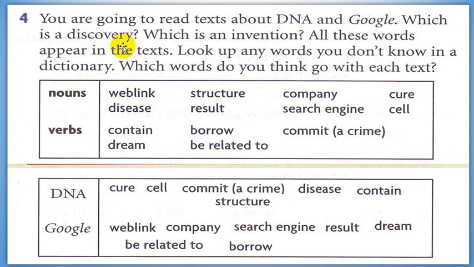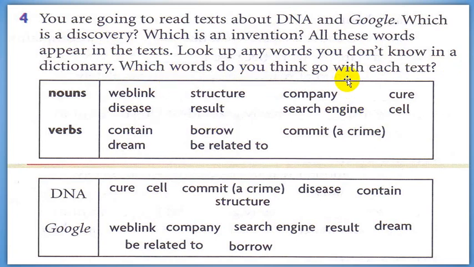Which is a discovery and which is an invention? Of course, we said DNA is a discovery because DNA existed and then they discovered it, and Google is an invention, a search engine, because they invented it from nothing. Okay. All these words appear in the text. Look up any words you don't know in a dictionary.